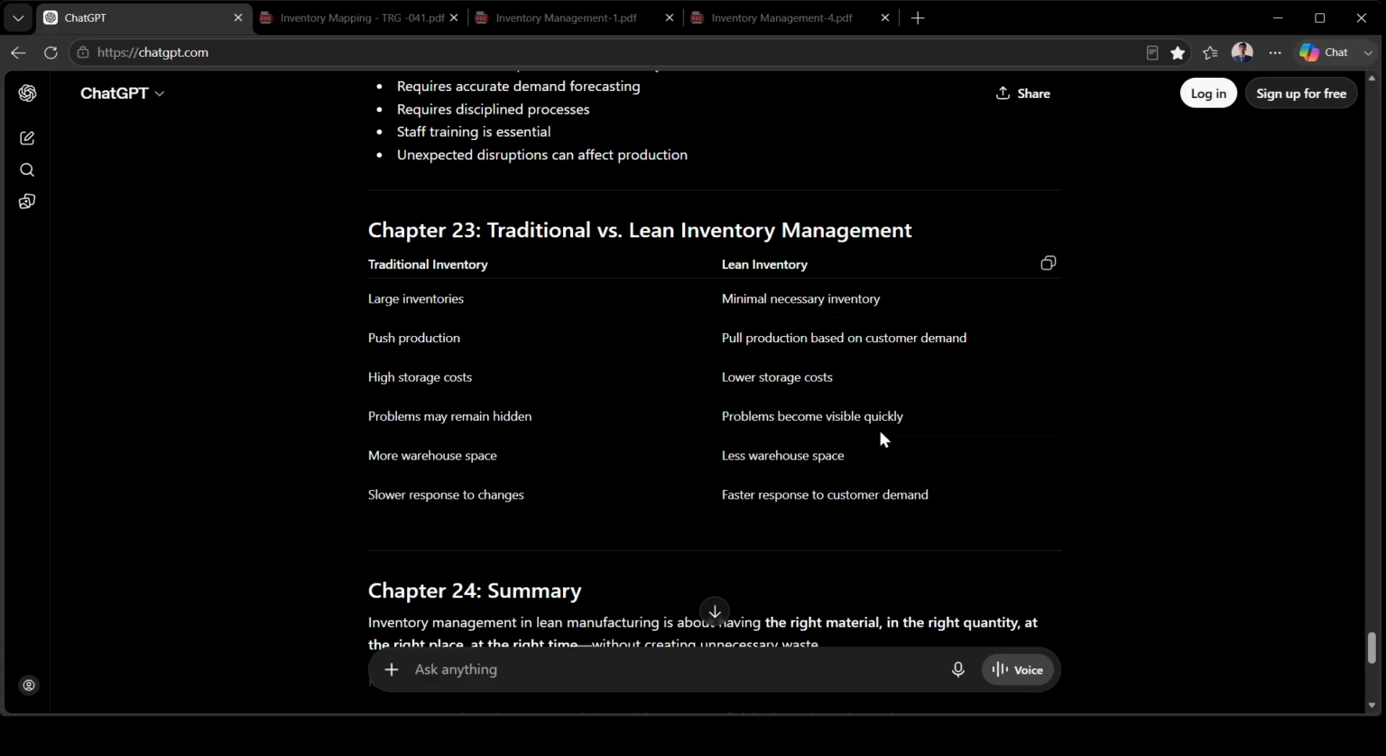Traditional versus lean inventory management. Traditional inventory keeps large stock, lean inventory keeps minimal necessary inventory. Traditional uses push production, lean uses pull production.